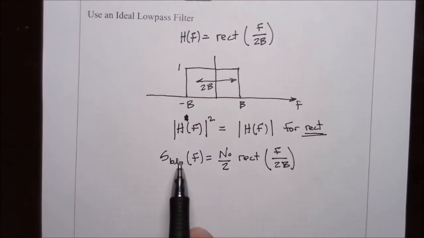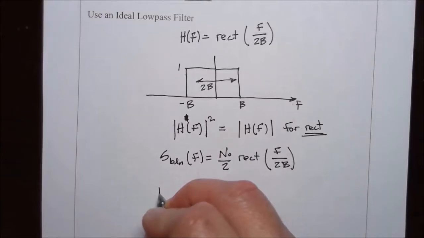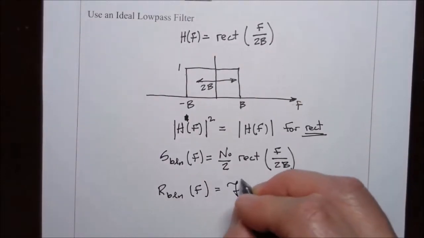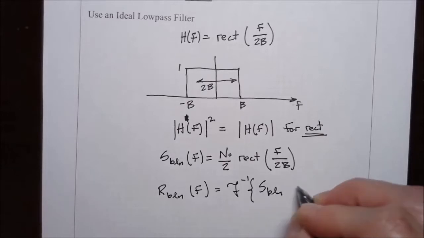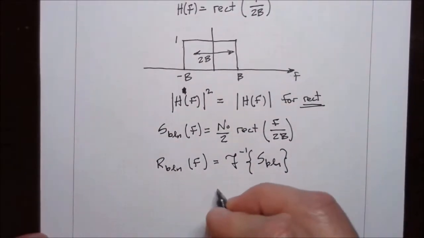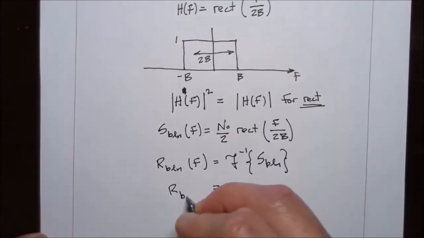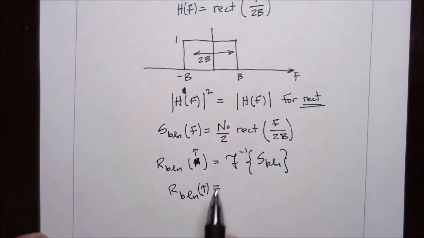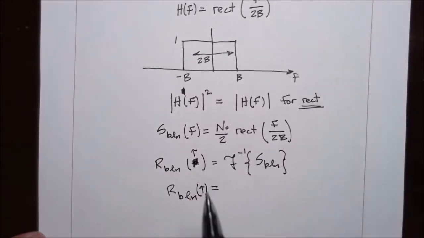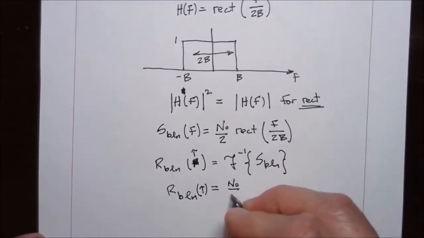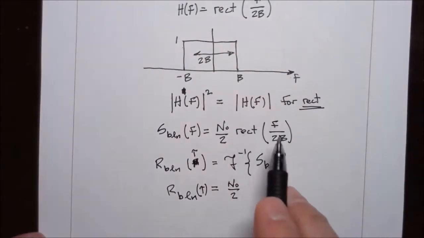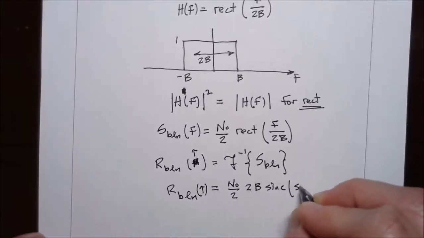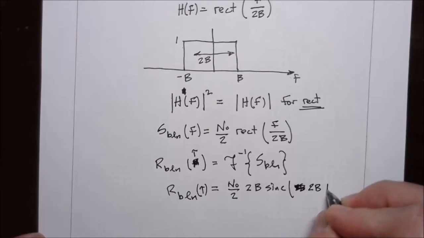And now that we've got the power spectral density, if we wanted to know the autocorrelation of this random signal, that's going to be the inverse Fourier transform of the power spectral density. And so this is the autocorrelation of the band limited noise as a function of tau. So this should not be f, this should be a function of tau. Inverse Fourier transform, N naught over 2 is simply a scale factor. Then we take the inverse transform of this rectangle, and we get 2B times the sinc of 2B times tau.